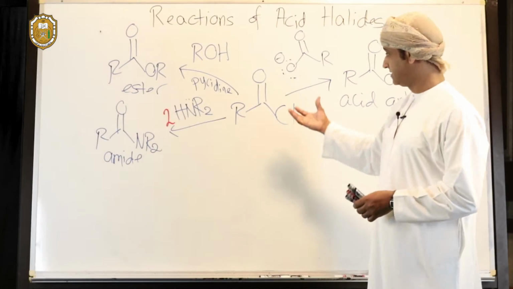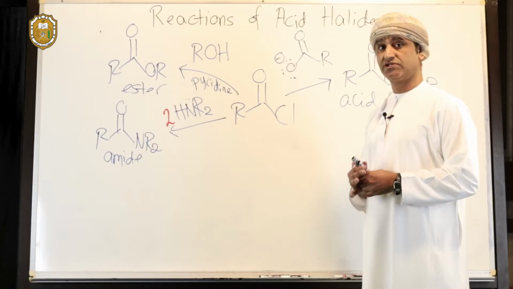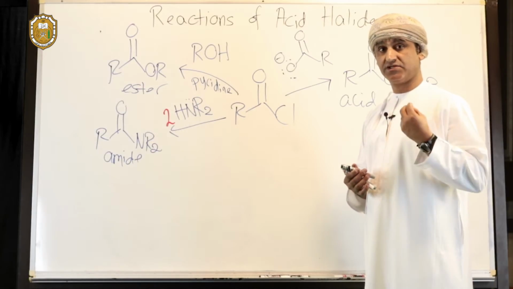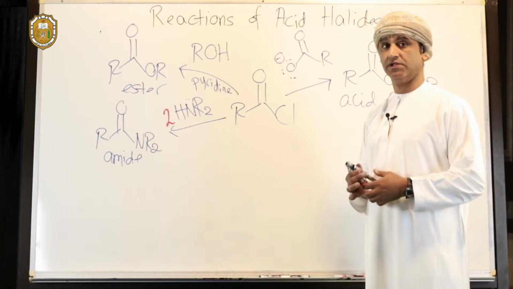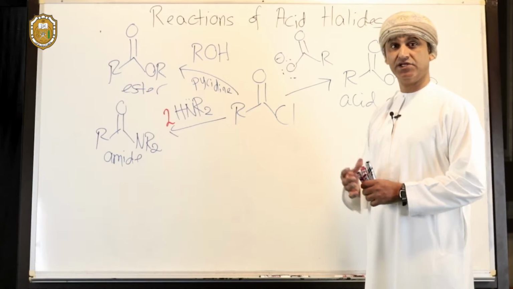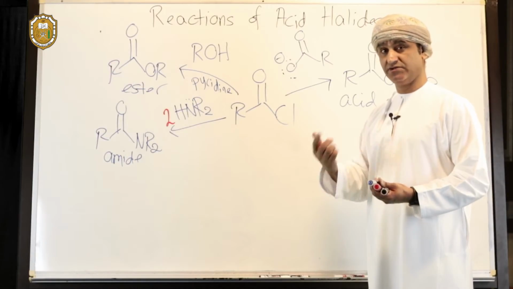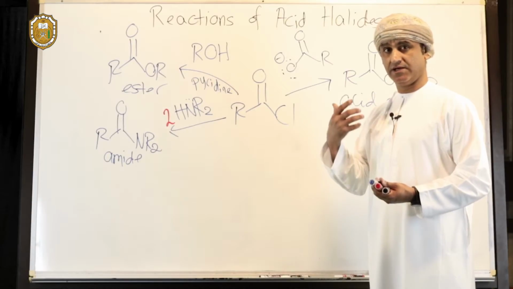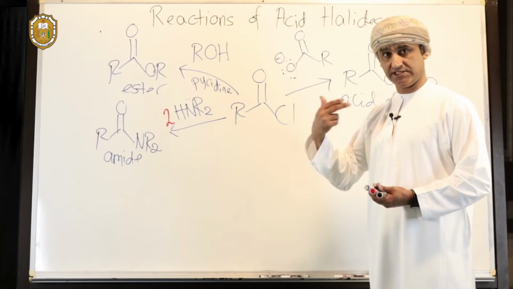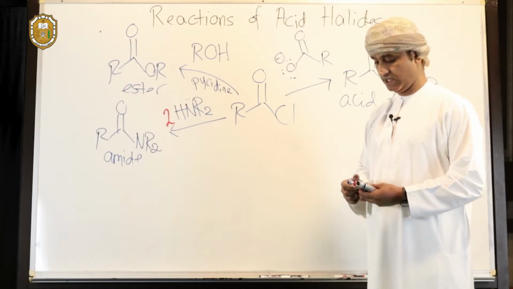So if the acid chloride is treated with a Grignard reagent, what's actually formed is the corresponding tertiary alcohol. The Grignard will attack this carbon in the acid chloride, initially forming a ketone, but the ketone, being electrophilic, will undergo nucleophilic addition with the Grignard. The Grignard will continue to attack the ketone to form a final tertiary alcohol product.